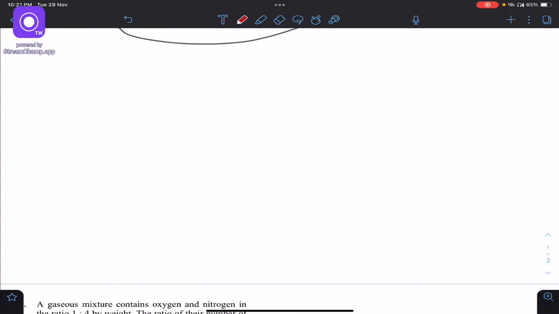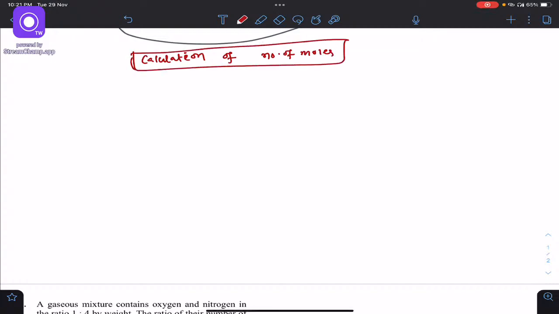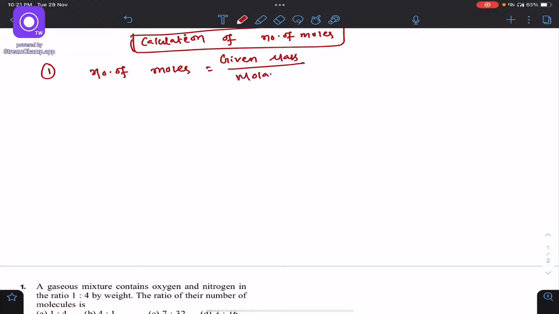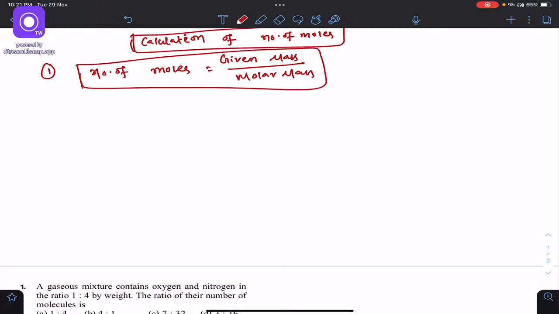How to calculate the number of moles? For calculation of the number of moles we have 3 formulas. The first formula is: number of moles is equal to given mass upon molar mass.